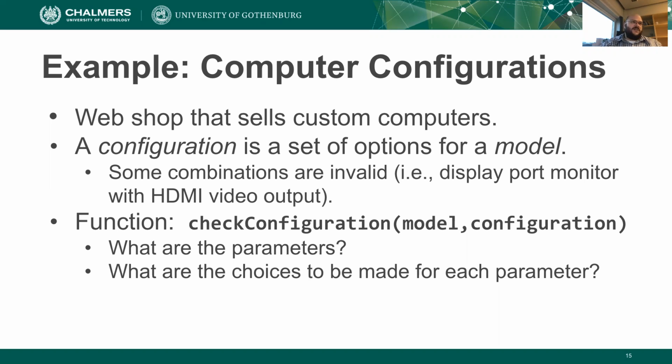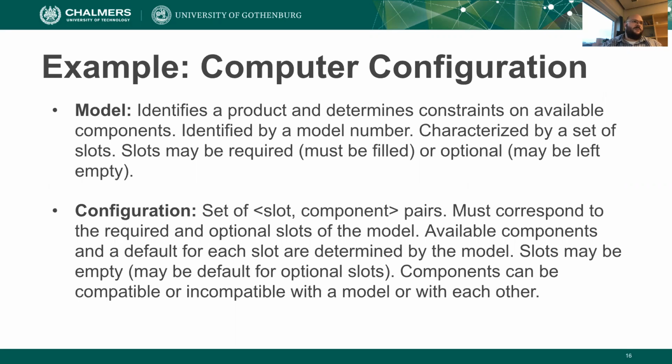Well, what we can do for one thing is we could look at documentation or requirement specifications or user stories or manuals, any other information we might have lying around that can tell us. And so, for example, for this particular function, we have some documentation, what defines a model and what defines a configuration. Right? Well, okay, fine. So let's look at this. For a model, it identifies a product, it determines constraints on the available components, it has a model number, and it's characterized by a set of slots. Each slot can be required, which means it must be filled with a choice, or optional, where it may be left empty. Great.